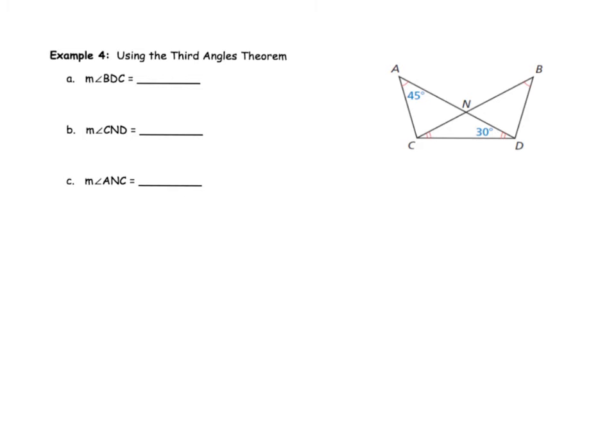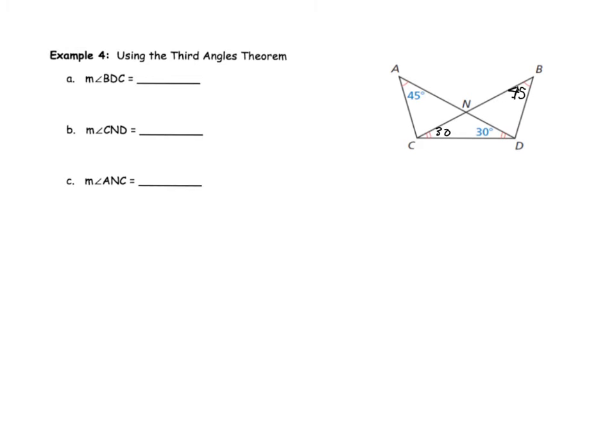Using the third angles theorem here, we're looking for the measurement of angle BDC, so that's this whole thing. First, they gave us a few other markings here that we need to pay attention to, so I'm going to identify a few things. They've established that that little one there is 30, so therefore that is 30 because they have the exact same markings. Angle A is 45 degrees, so that means angle B, since it has the same marking, is also 45 degrees.